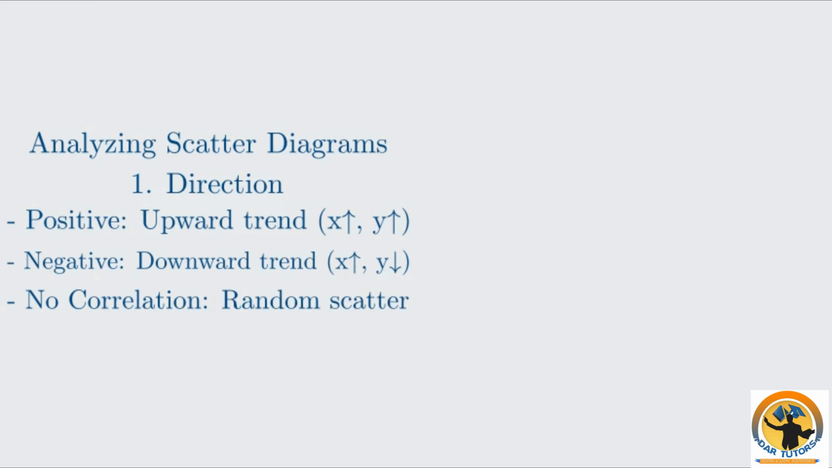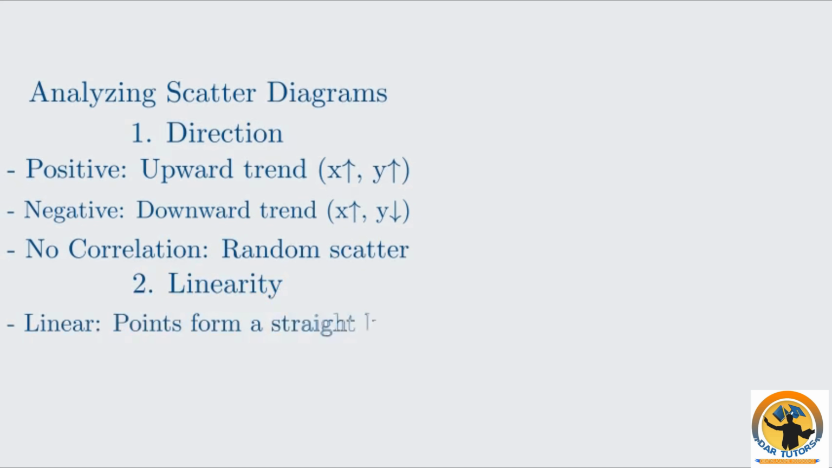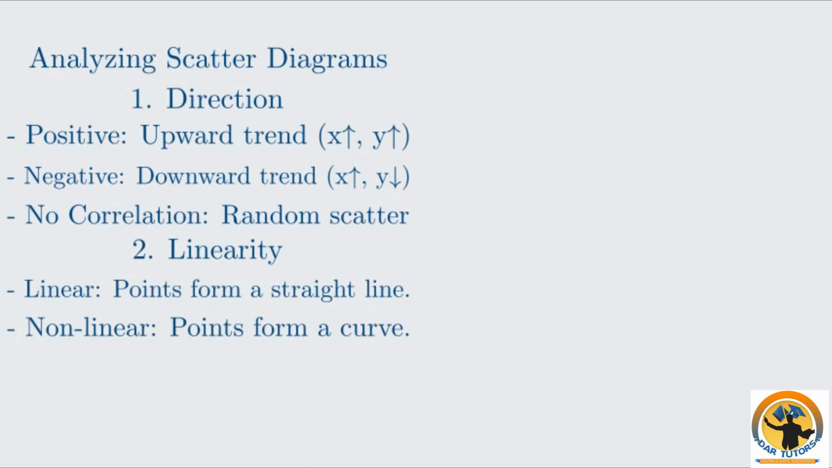Next is linearity. This describes the shape of the relationship. If the points cluster along a straight line, the relationship is linear. The correlation we are studying is linear correlation. If the points follow a curve like this, the relationship is nonlinear. In this chapter, our primary focus is on linear correlation, which forms the basis for the calculations we will perform.